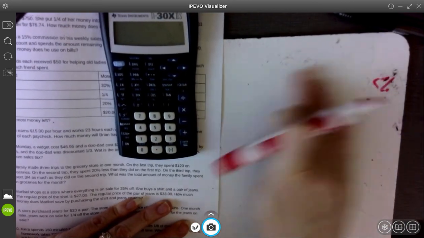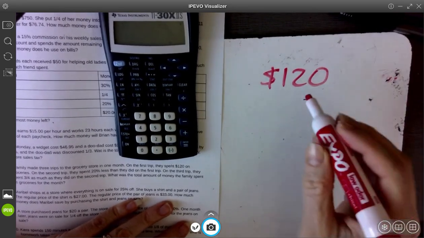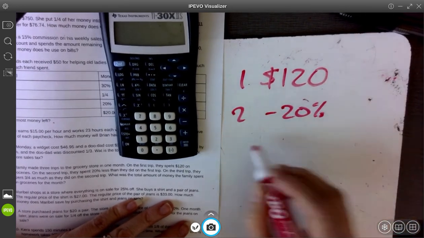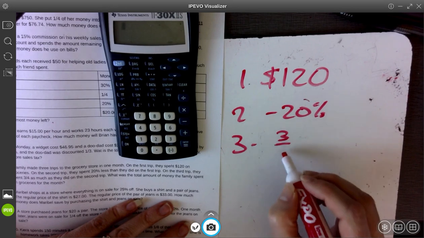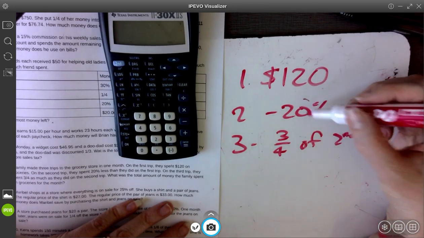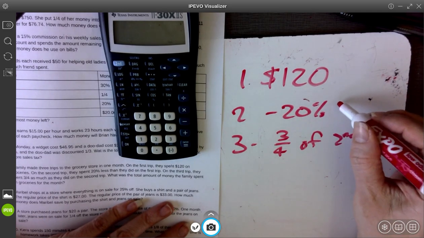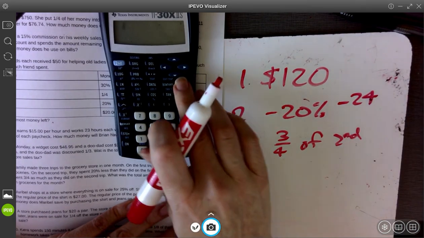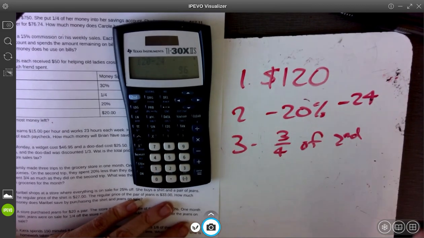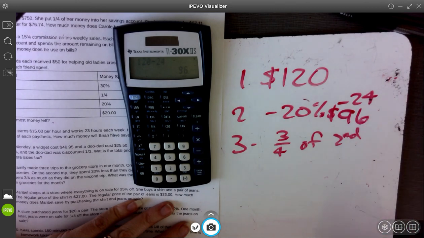A family made 3 trips to the grocery store in 1 month. On the first trip, they spent $120. On the second trip, they spent 20% less. On the third trip, they spent 3/4 of the second. So I want to find 20%. 10% would be 12, double that. So they spent $24 less. So 120 minus 24 gives you 96. So they spent $96 on that second trip.